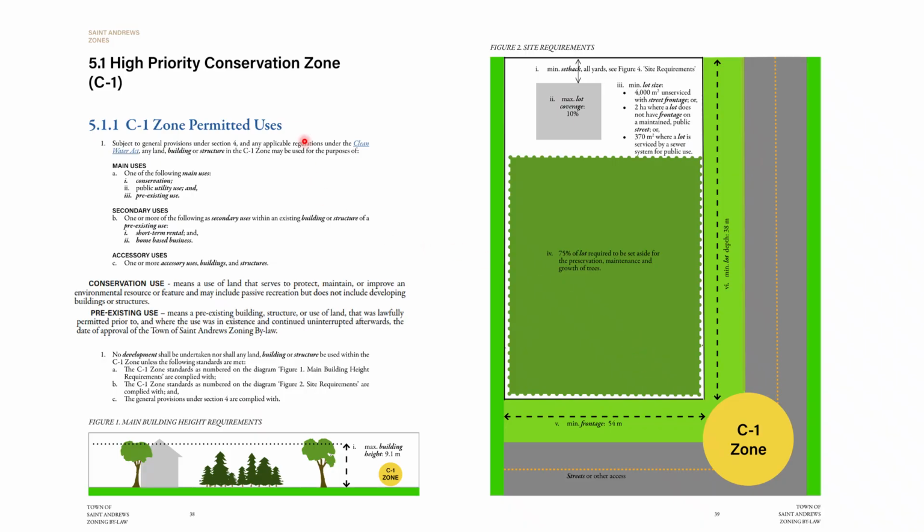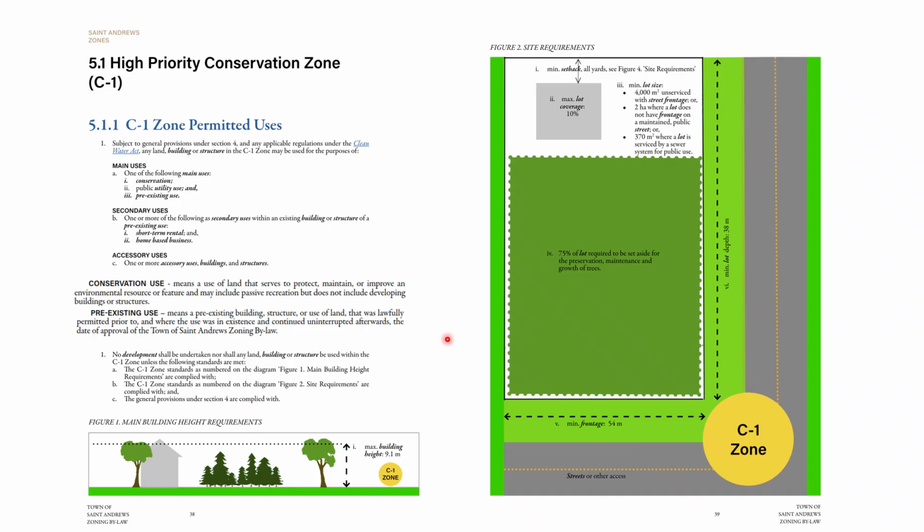So some uses that I'll talk about that are mentioned here: the conservation use means use of land that serves to protect, maintain, or improve an environmental resource or feature that may include passive recreation, but does not include developing buildings or structures. So, maybe some trails, but very, very minimal.